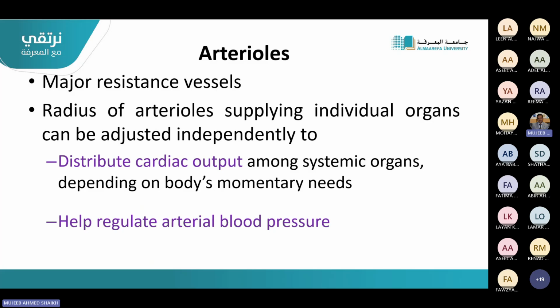Some slides are just information which we already covered previously, that arterioles are called the major resistance vessels because the size is very small and the pressure is high here. Radius of the arterioles is important to adjust the blood flow to that organ, or in general, it is important for distributing the cardiac output to the organs according to their need. And the arteriolar radius regulates the blood pressure. So blood pressure regulation is mainly occurring at the arteriolar level.